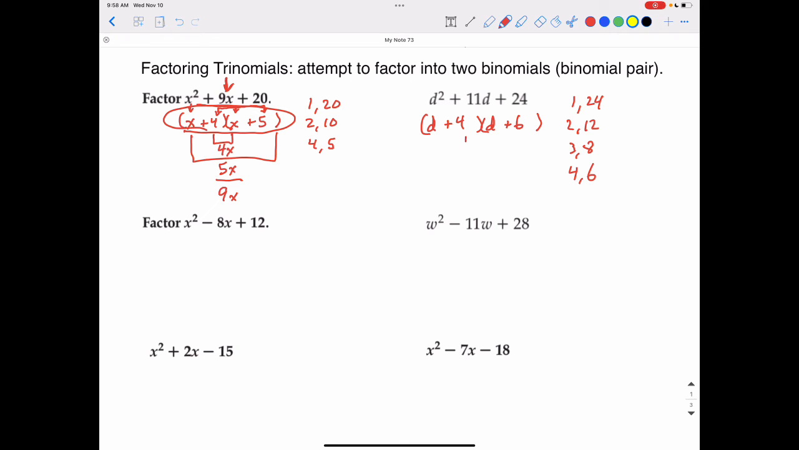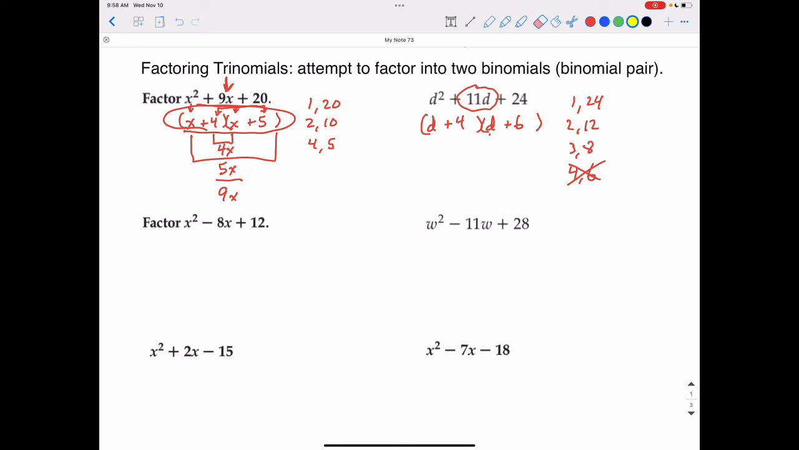And then we check. 4 times d is 4d, that's my insides. d times 6, that's 6d. I add those together to get 10d. But I'm supposed to get 11d, which means 4 and 6 do not work. That is not the way to factor this. So I have to try something else. So 4 and 6 did not work.